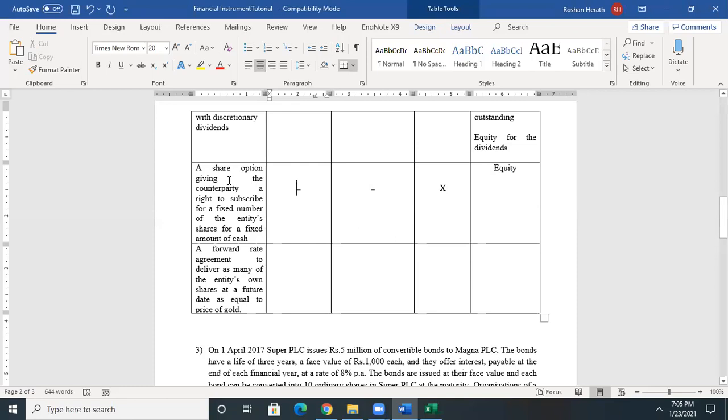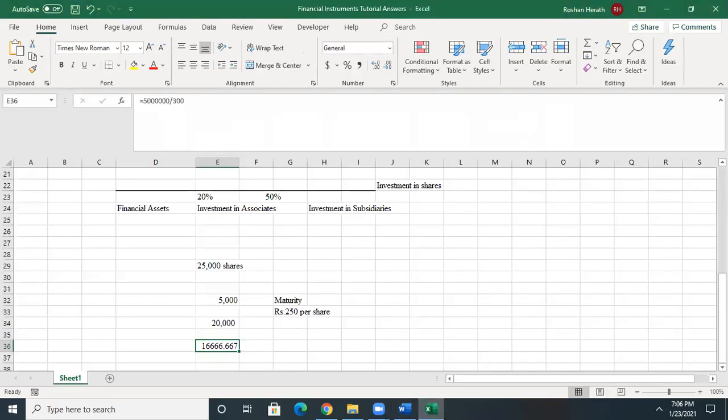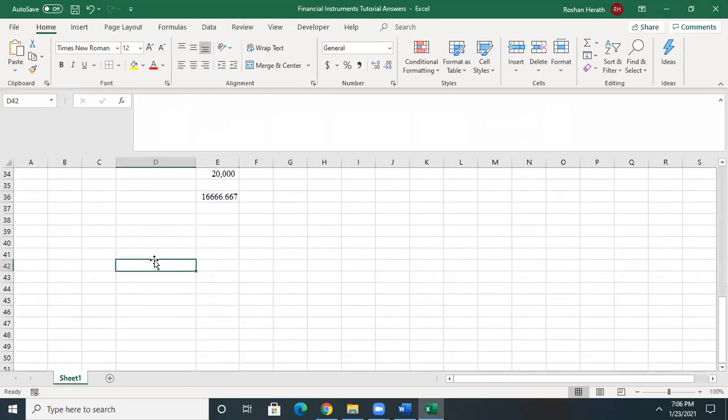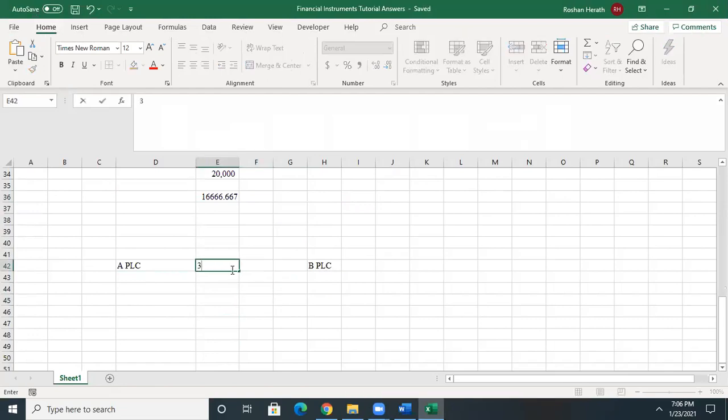So let's say that you are entity A, and there's a particular entity, let's say entity B. So entity B enters into a transaction with you. Let me take it like this: you are A PLC, and there's an entity that is B PLC. B PLC enters into a contract with A PLC, let's say today, 23rd of January 2021, to purchase 10,000 shares at rupees 50 each.